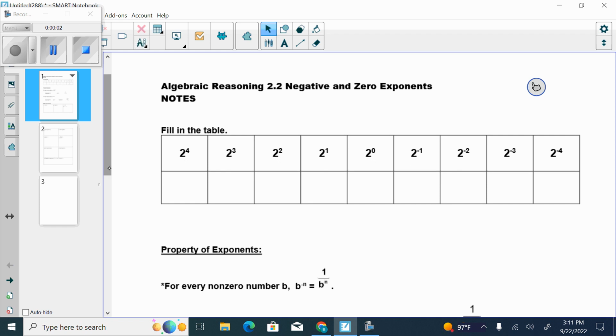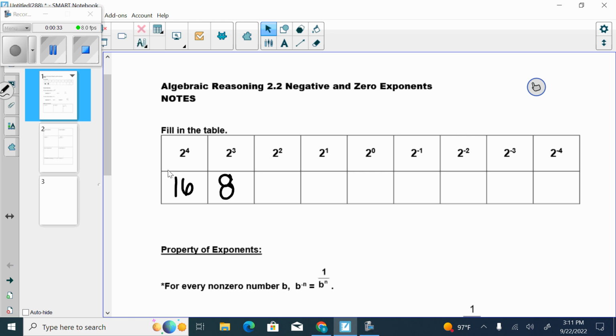The first thing that they asked us to do here was fill in this table. So with our calculators on our desk, we're going to go ahead and type these things into our calculator and see what they equal. So 2 to the 4th power. What is 2 to the 4th power? Good. Okay. What about 2 to the 3rd power? 8. Good.